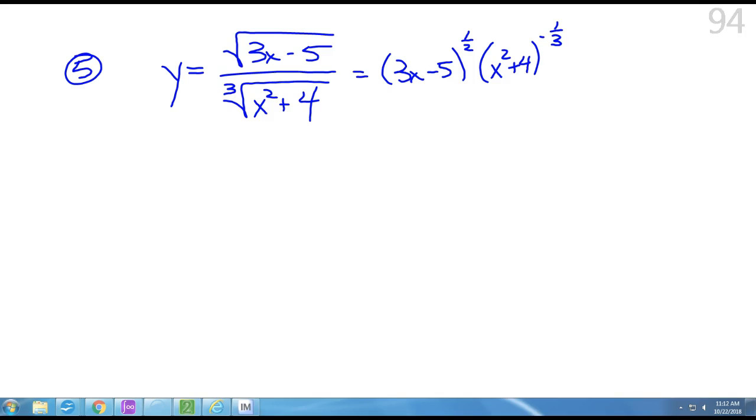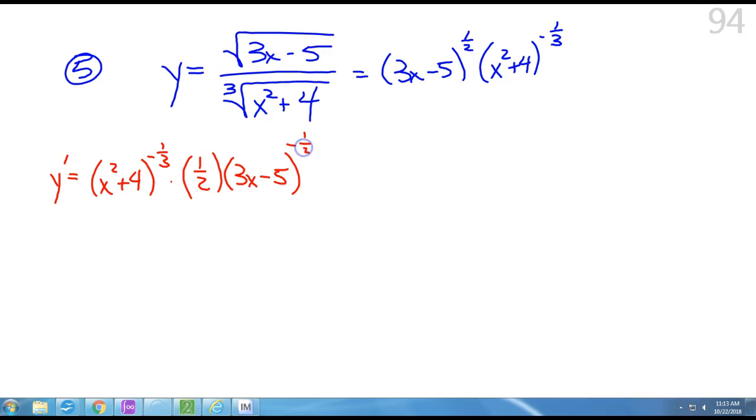Alright? Now, product and chain. So it just looks a little different when you get down to the common denominator part. So the second thing times the derivative of the first thing. So 1/2. Leave Mr. Packard alone. Negative 1/2 times the derivative of Mr. Packard.